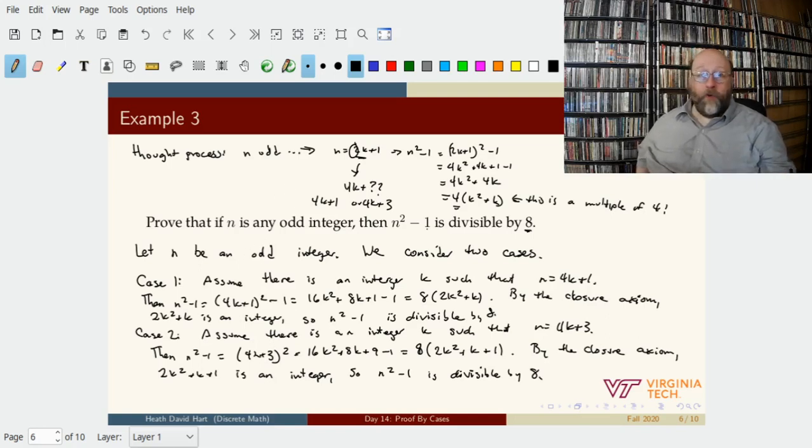Proof by cases works because we couldn't have proven this easily for all odd integers at once, but we could split the odd integers into two types and show it for each of the two types separately.